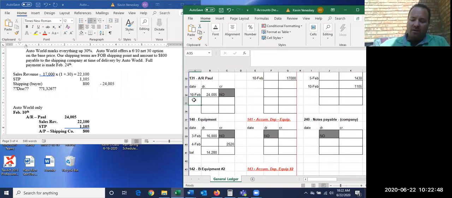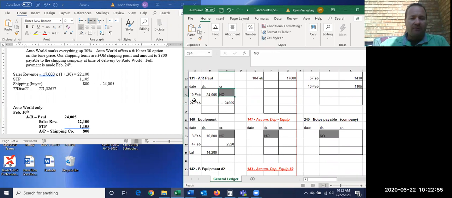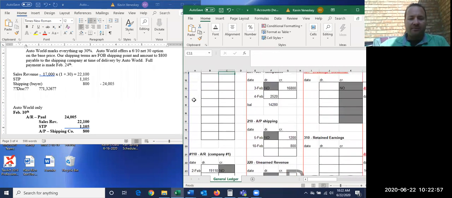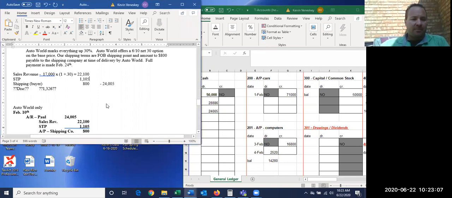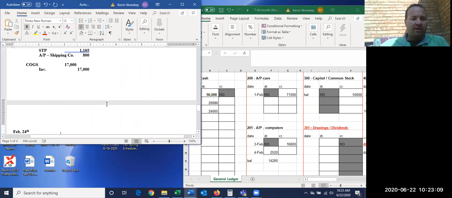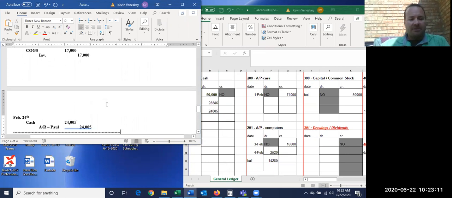So on this date, on 2-24, they're going to pay me and reduce their bill by the full $24,005, and then show on 2-24 that I'm getting $24,005, no discount. And that's what my journal entry would look like, no discount.